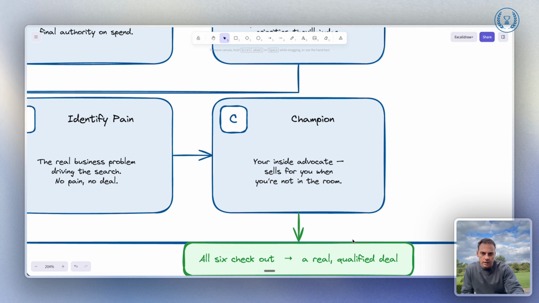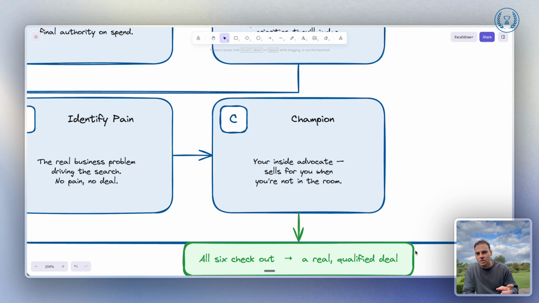Final option, or final letter, sorry, is C. So who's your inside advocate? This is the champion. This is something that we learned at the previous company that we worked at. You always want to have a champion. You want to have someone you get along with really well, and you want to have your insider guy on that team of whoever's making the decision, and they're your inside advocate essentially. They'll sell for you when you're not in the room.